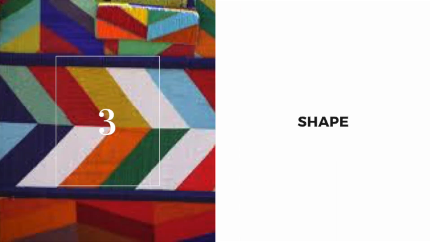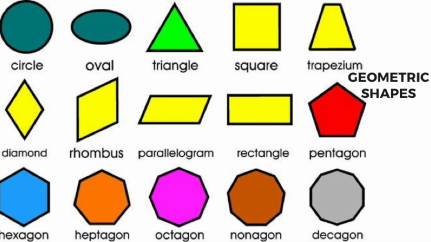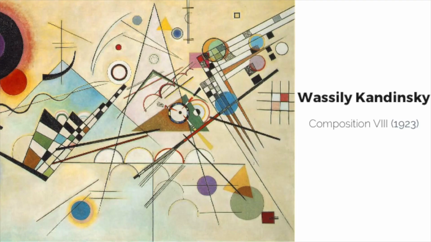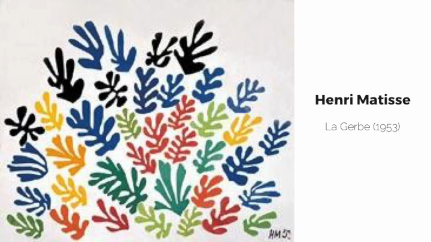Our third element of art is shape. Now, the big differentiation we're going to see in shapes are geometric shapes versus organic form shapes or free-form shapes that have more of a fluid movement. You can see artists using a variety of types of shapes in their work.